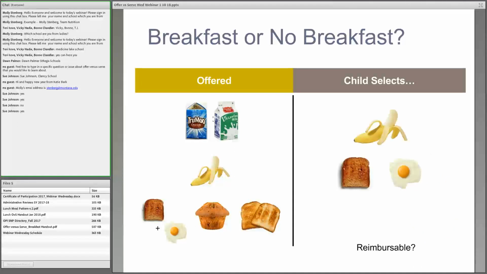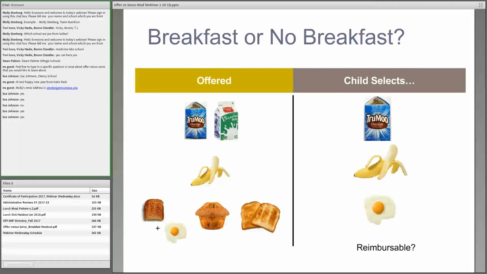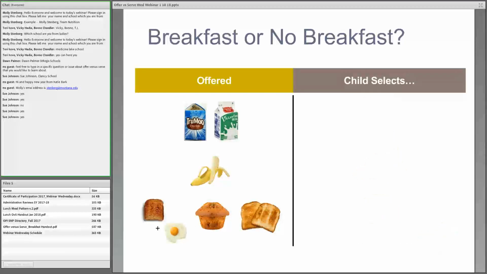What if a child selects this: the banana, the toast, and the egg, which is 3 out of the 4? Is this reimbursable? Yes, it is. Good job. And then we'll do one more. What if you chose the milk, the banana, and the egg? There's 3 items there. Yes, that's reimbursable.